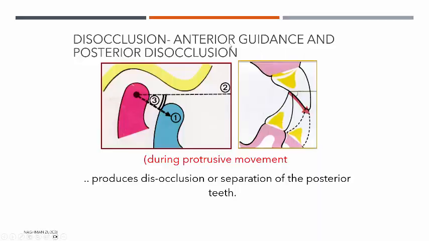Disocclusion in the anterior guidance. And what is going to happen? There will be posterior disocclusion. When we bring our incisors together, our posterior teeth get disoccluded.